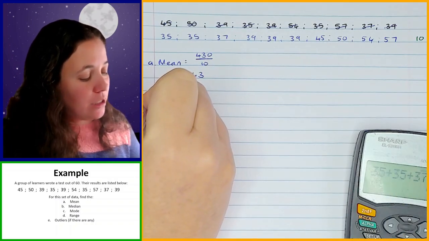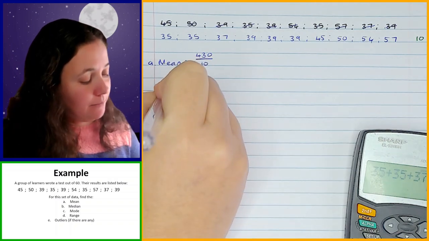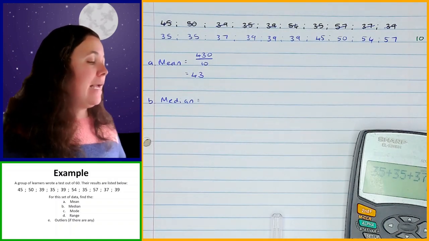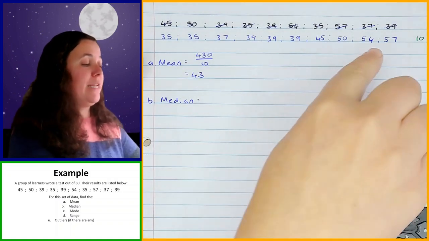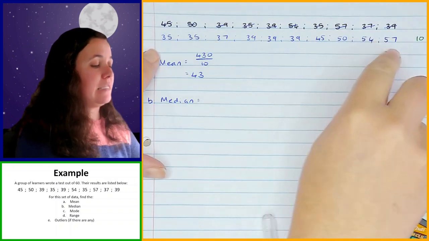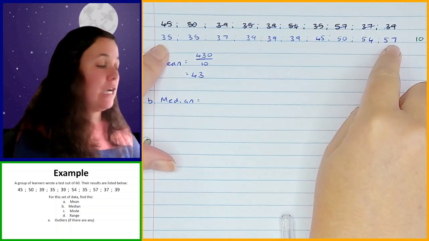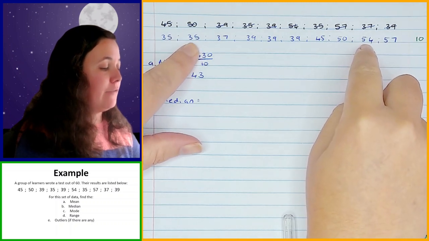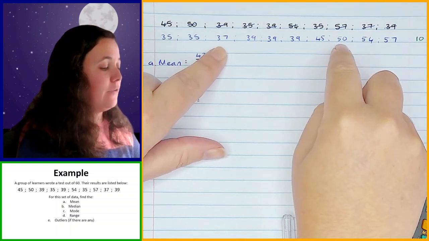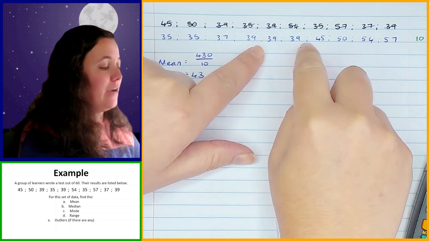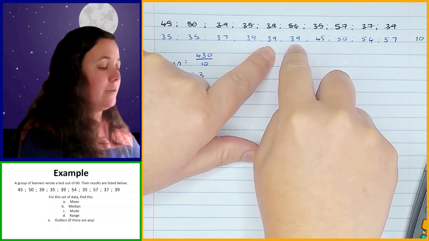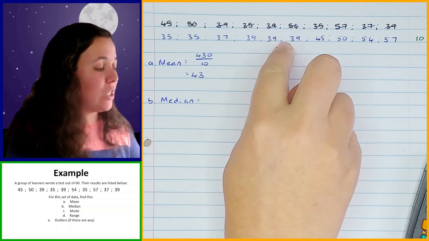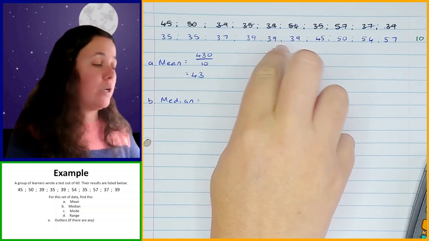The next question is to work out the median. Okay, so the median, remember, is the middle. It's already in ascending order, so I can go over here and I can say, these are the ones on the outside. I'm going to work my way in. So 35 and 57, then I have 35 and 54, then 37 and 50, then 39 and 45, and then I've got 39 and 39 over here. Now, these are my middle two values. I don't have another one in between, so I need to work out what is in between those.